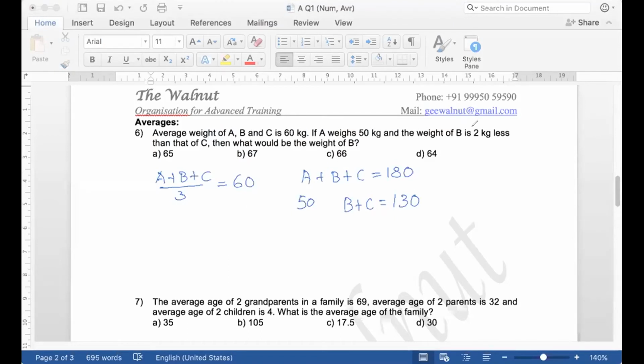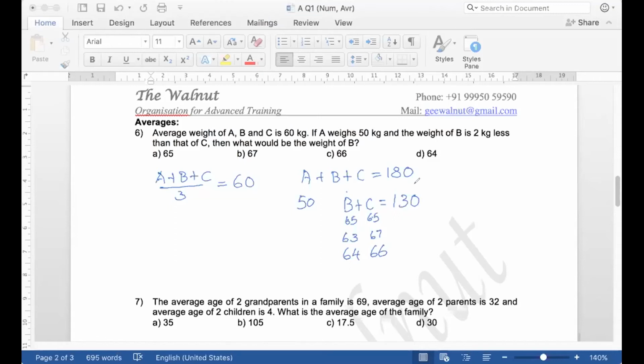And the weight of B is 2 kilograms less than that of C. So B and C together 130, and the difference would be 2. So what would be the answer? If they are equal weight, it must be 65 and 65, right? But the weight difference is 2. If you take B as 63 and C as 67, that weight difference is 4. That's not possible. It must be 64 and 66, correct?